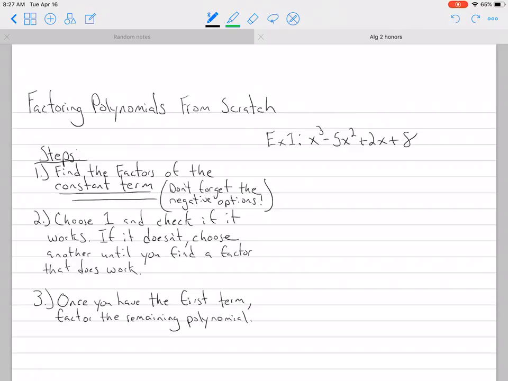Third, the third thing you're going to do is, once you've figured out that first factor, this says term, that shouldn't say term. Once you've figured out the first factor, then you should use that to factor the remaining polynomial. It's basically like what we did in class yesterday.